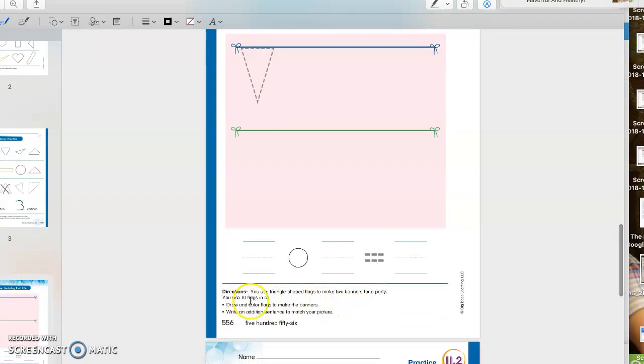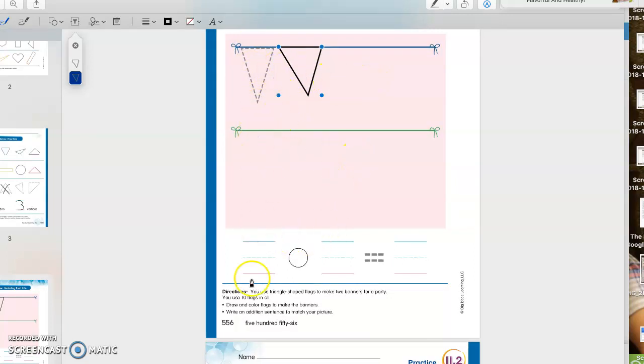You need 10 flags in all. So you're going to draw the triangles in here like this. You're going to draw 10 in all. So right now I have 2. They put 1 for you. You're going to draw 10 in all. You can decide how many to draw on top and how many to draw on the bottom.